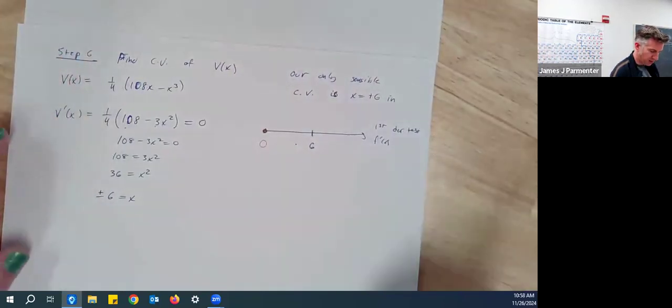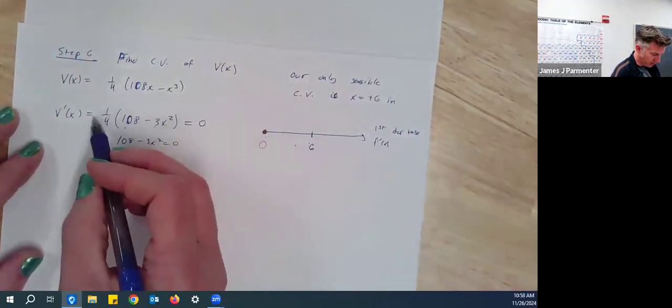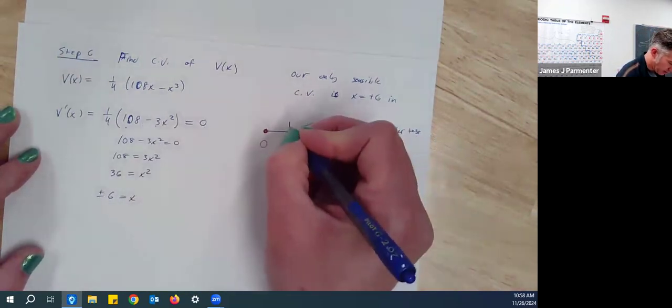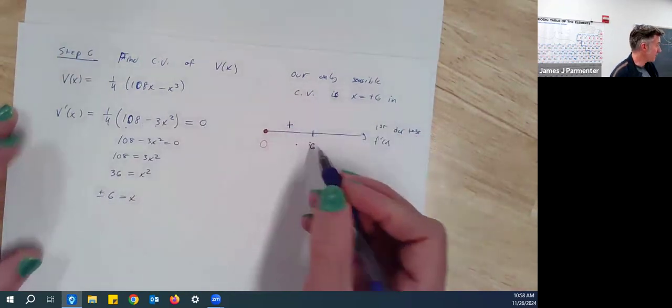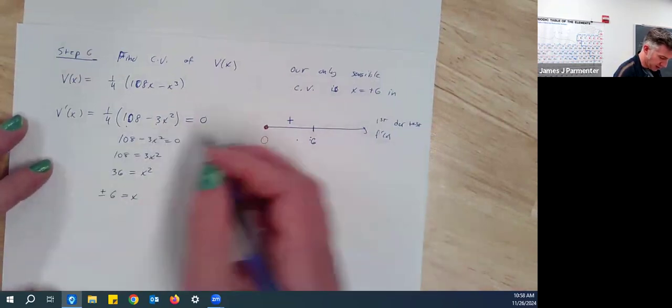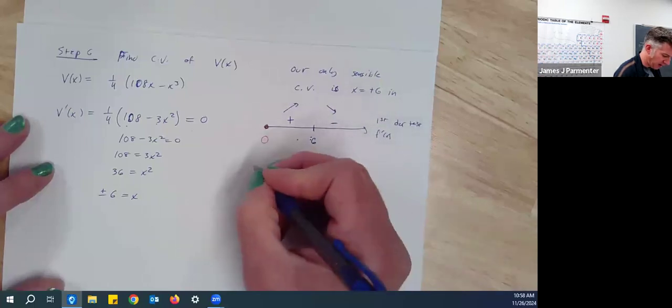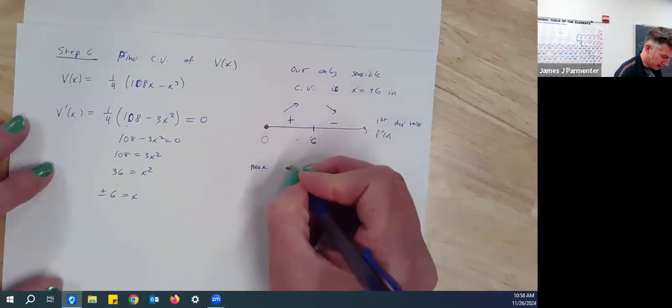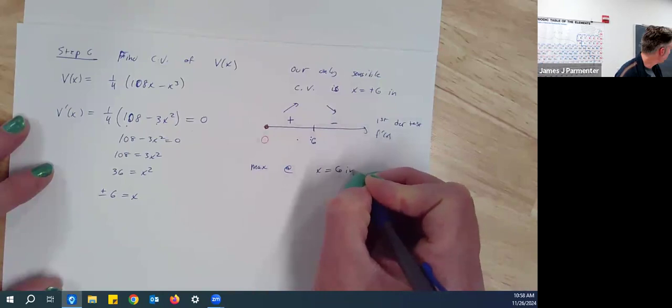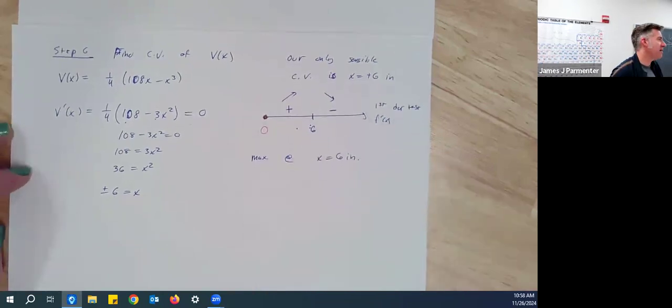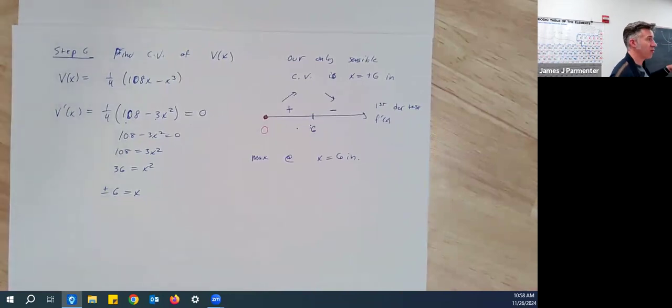So here, pick a number between 0 and 6, like 1, this derivative is definitely going to be positive. Pick something bigger than 6, like 10, this derivative is definitely going to be negative. So the function would be increasing, then decreasing. So, oh yeah, we definitely have a maximum at x equal to 6 inches. This is not my favorite way to do it. Although I will say in general, if I'm graphing something, I definitely prefer to find out whether my relative extrema are maxes or mins by the first derivative test.